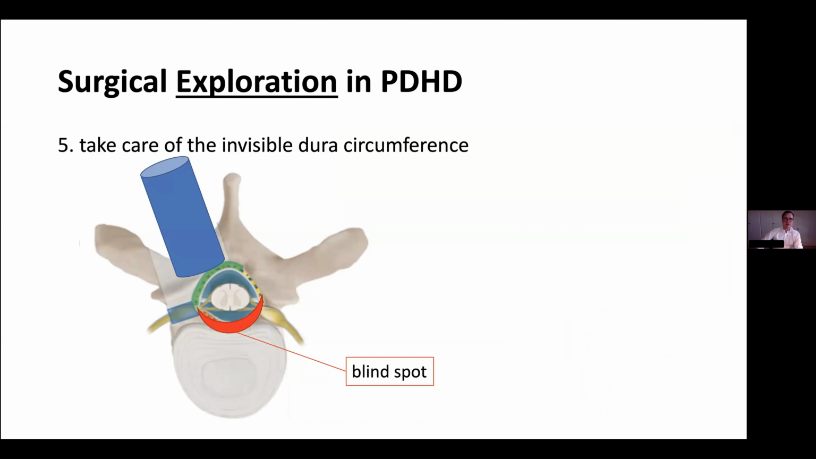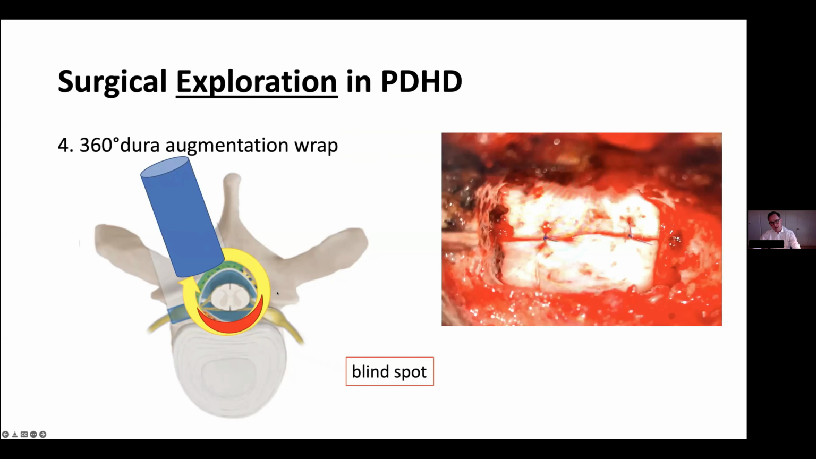The next step is taking care of the invisible dural circumference. This is a part which you cannot see. This is your blind spot. Therefore, even if you find a posterior pathology, and the diagnostic workup is negative and you cannot identify an anterior leak, just to be sure, I do a 360 degree wrapping of the dura with a dura augmentation just to close your blind spot.